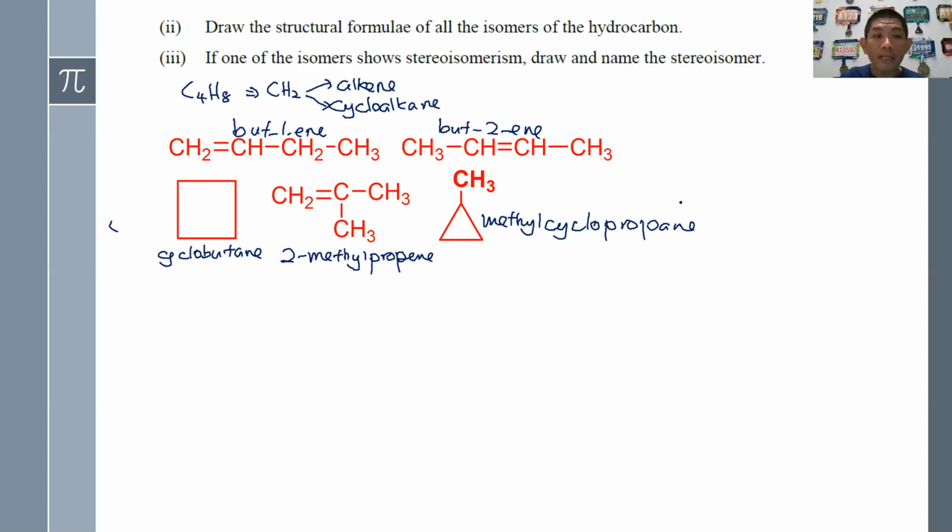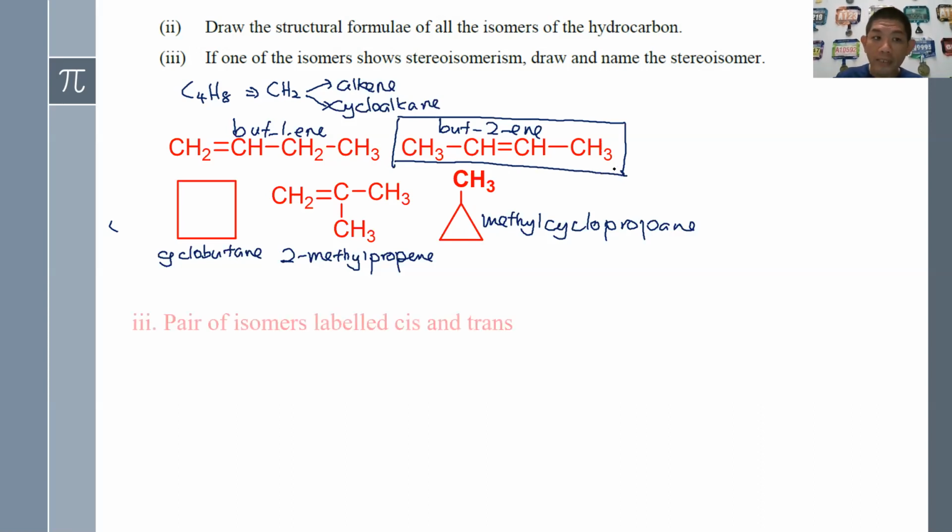Then number 3: if one of the isomers shows stereoisomerism, draw and name the stereoisomer. Here you can see that the only possible structure that shows this stereoisomerism is this one, but-2-ene. You can see very clearly. And what is the type of isomerism here? It is actually geometrical isomerism. So as a student, you just write that it is a geometrical isomer.